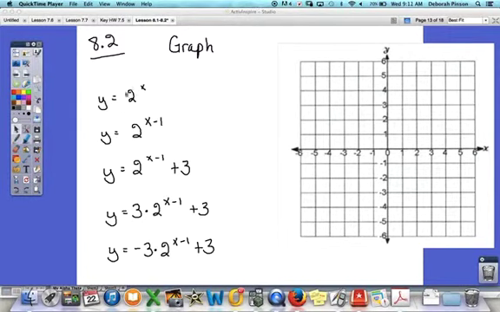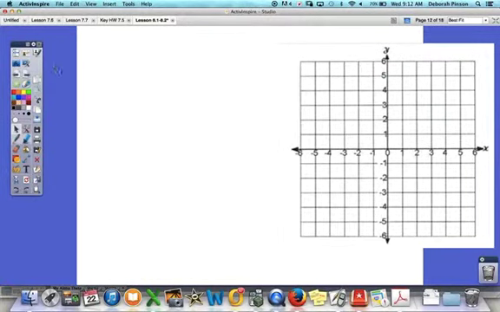Okay, so here in 8.2, we're going to look at graphing exponentials. Here's a bunch of examples of some exponentials that all have a base of 2. Before we go through and do this, I do want to remind you of some of the kinds of graphing that we had before. So I'm just going to go back to a new slide.